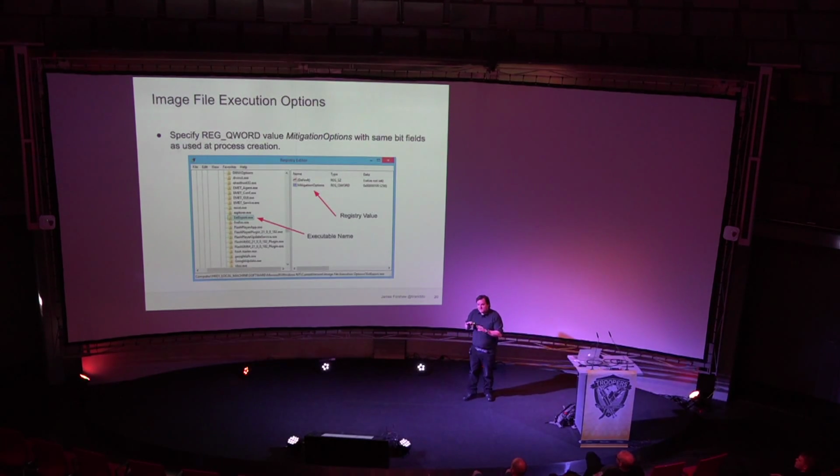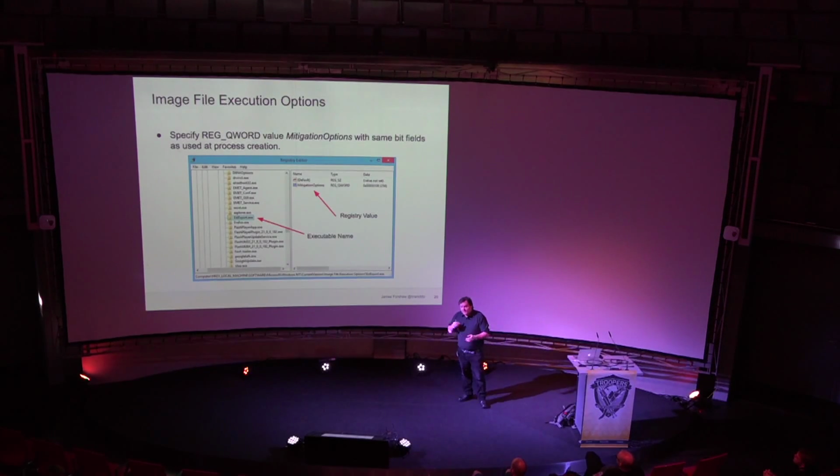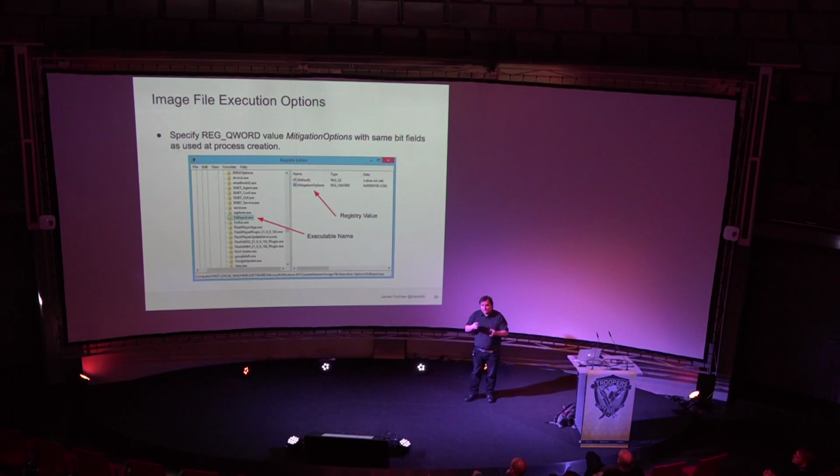Now, if you have an application you would like to try and apply these mitigation policies to, but you don't want to write a launcher, and obviously the code itself doesn't support these mitigation policies itself, you can also use something called the image file execution options. You may have encountered this if, for example, you wanted to attach a debugger automatically to a process, and you specify the executable name in the registry, and then you can specify this mitigation policy value, which is a 64-bit word, which contains these bit fields, the same bit fields as you would use at process creation time.